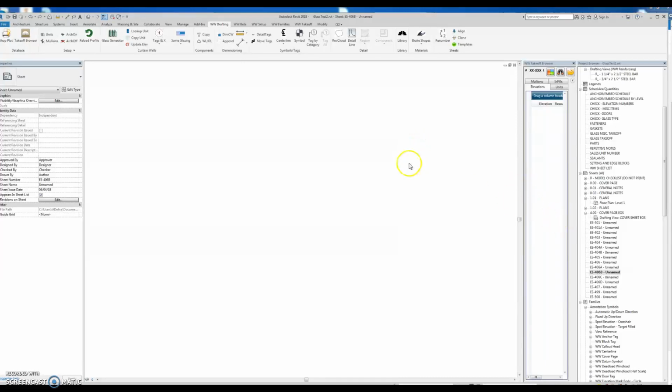Hi guys, I'm going to show you this renumber sheet tool. So what this tool does is it renumbers sheets that are already in order in ascending order.